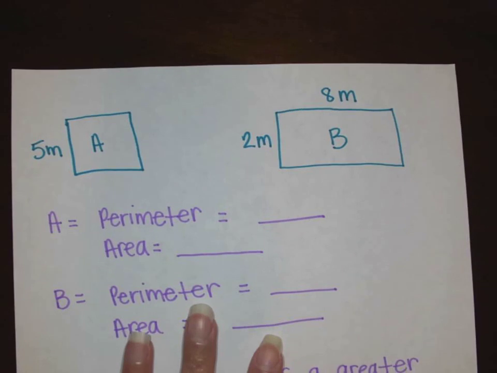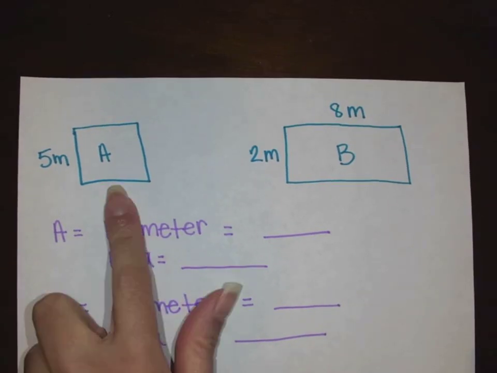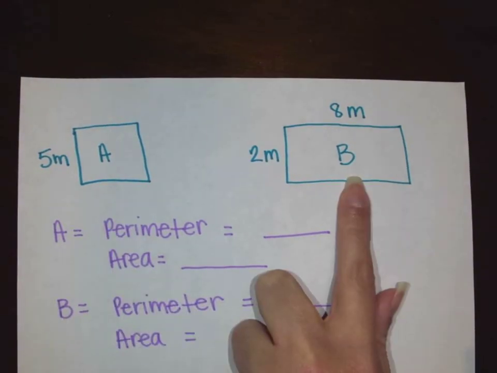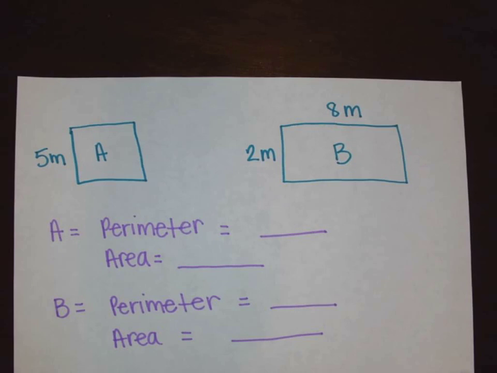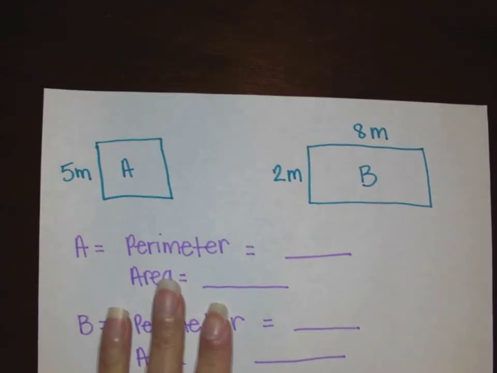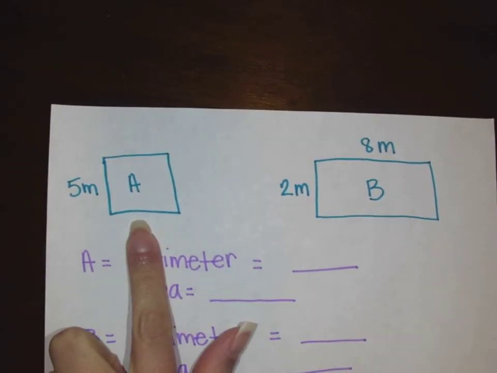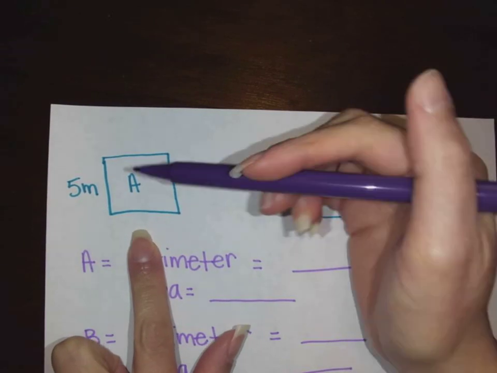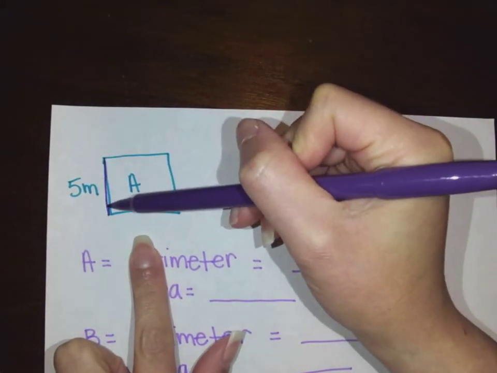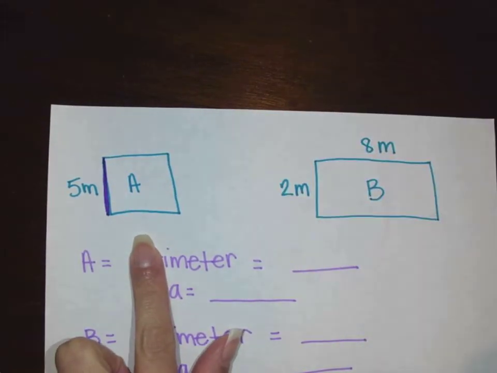Alright, so here are two rectangles. Rectangle A, rectangle B. First we are going to figure out the perimeter for each figure, and then we'll figure out the area. So let's first look at rectangle A, okay? Figure A, they only gave us this side, this side of figure A.